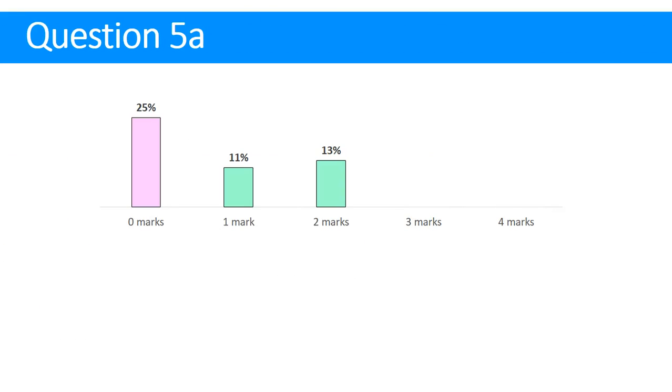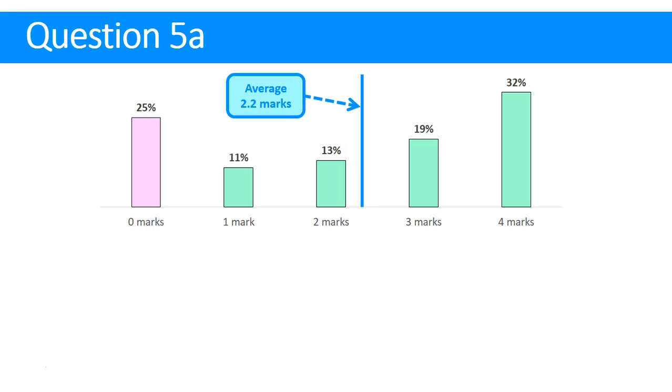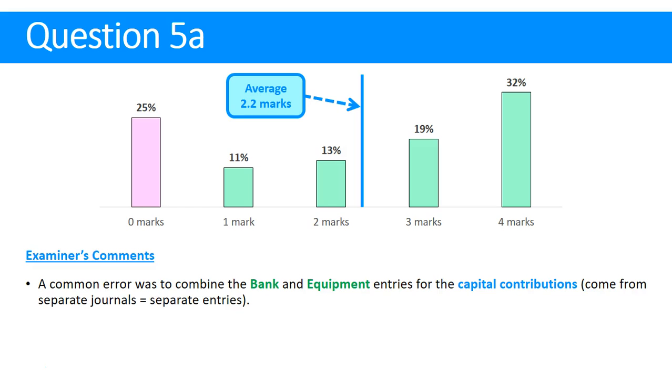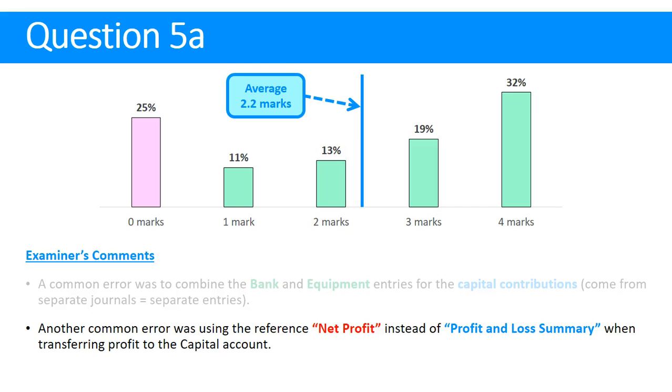Looking at the mark breakdown, 25% of students got 0, and at the top end 32% got 4 out of 4, so this was quite well handled, and the average was 2.2. The examiner's comments were that there was a common error to combine the bank and equipment entries for the capital contributions. Remember, they would come from separate journals, so they'd be separate entries. Another common error was using the reference net profit instead of profit and loss summary when transferring the profit to the capital account. That's why it helps to do little ledgers in your margins and on scrap bits of paper, because there's no such ledger called net profit. It's actually called profit and loss summary.